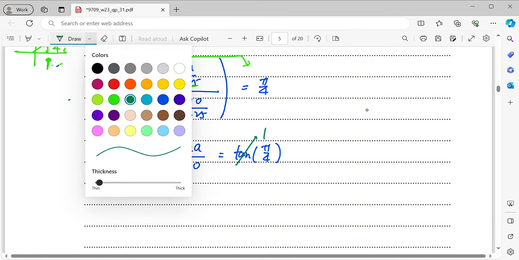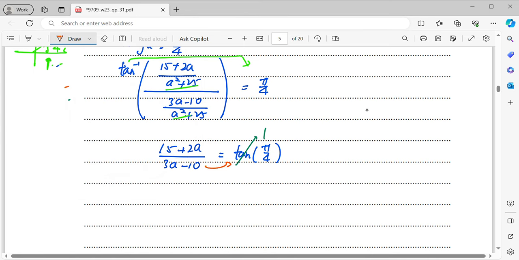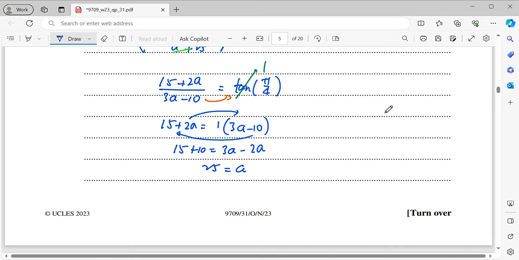Now, I will just move the 3a minus 10 to the right side. So you will be getting 15 plus 2a equals 1 times 3a minus 10. Then from here, this 2a moves to the right side and the minus 10 will be moved to the left hand side. So I will get 15 plus 10 equals 3a minus 2a. Therefore, you will be getting a equals 25. Okay, so that's the solution of this question.